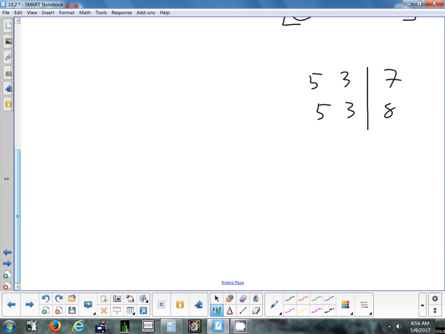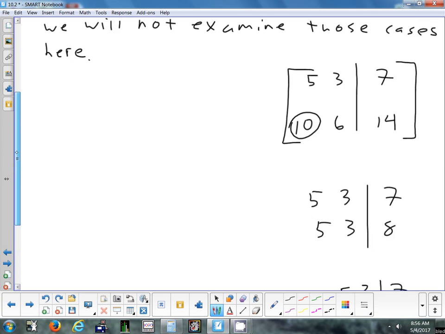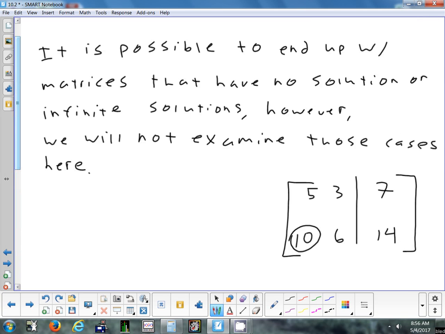So what would happen here if you did -1 times the first row and added it to the second? What would you get? 0, 0, 1. Okay, that's a problem. Because now you're saying 0 times something plus 0 times something equals 1. Nope, it doesn't. So that would be a no solution. Okay. So we don't really get into looking at problems like that too much. Most of them are going to come out exactly one solution.